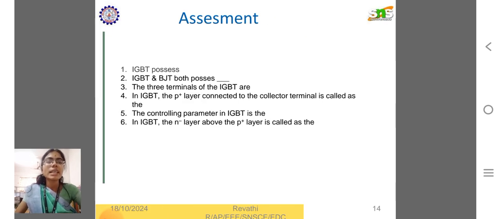Assessment. IGBT and BJT both possess three terminals. In the IGBT, the P plus layer connected to the collector terminal is called the injection layer. The controlling parameter in IGBT is the gate emitter voltage. In the IGBT, the N layer above the P layer is called the drift layer.